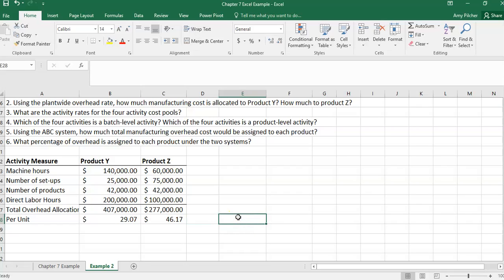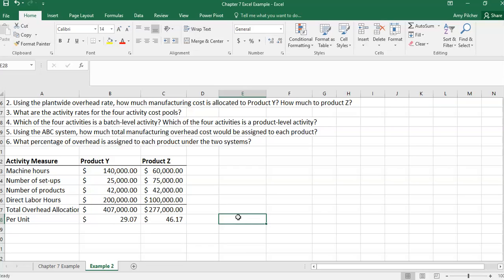Now we talked about in the chapter that activity-based costing doesn't follow GAAP. That is only if we are combining non-manufacturing expenses with our activity-based costing. If we are only allocating manufacturing overhead using activity-based costing, that does follow GAAP. So that's where it gets kind of confusing.